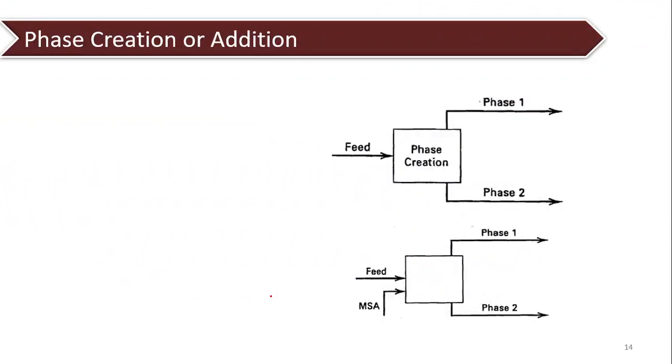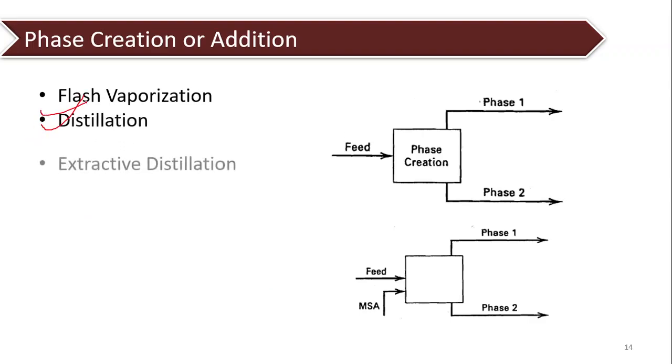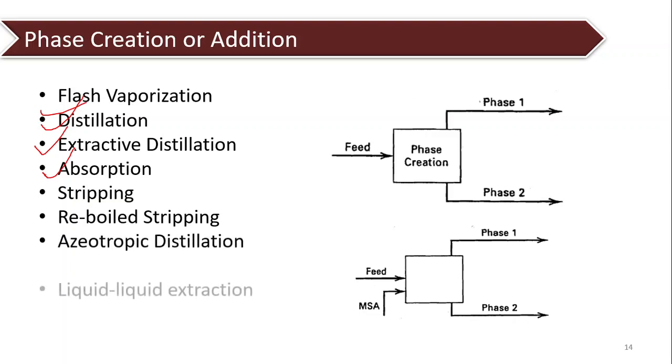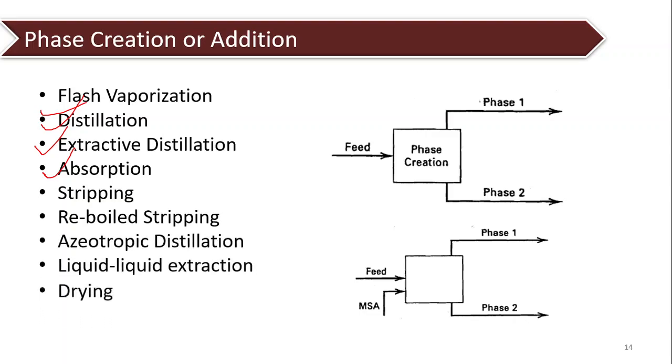Before going to the next technique, let us take some examples for phase creation or phase addition. For example: flash vaporization, distillation, extractive distillation, absorption, stripping, reboiled stripping, azeotropic distillation, liquid extraction, and drying. All are examples of phase creation. In all these separation techniques, we are either creating a phase or adding a phase for the separation of the feed material.